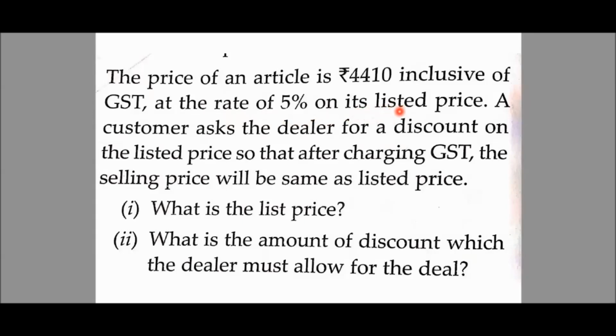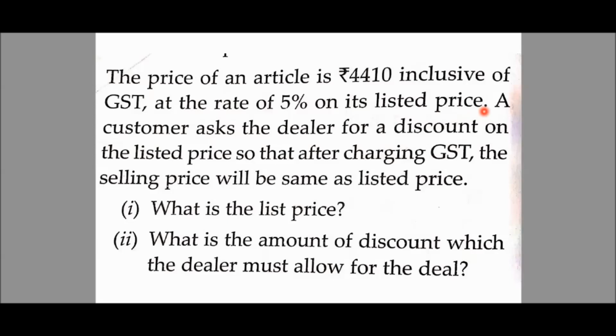Students, here the word listed price is very important. What does it highlight? Understand this logic. Once again, I am reading the question. The price of an article is rupees 4,410 inclusive of GST. That means this 4410 includes the basic cost price and the tax. The customer's basic cost price and tax both are included. In other words, the shopkeeper's selling price and the tax charged by him both are included. But here something very important is written: at the rate of 5%. The rate of tax is 5% on its listed price.